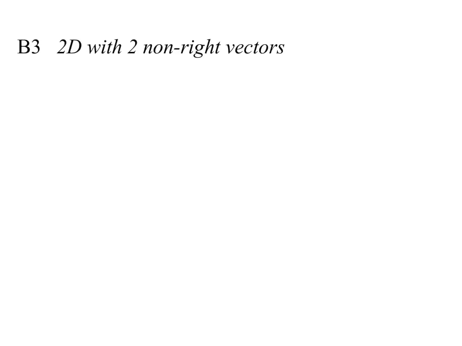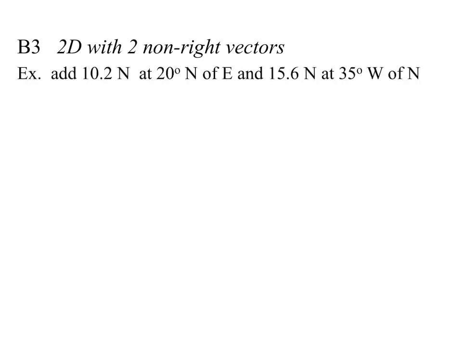Okay, so it's time for us to figure out what to do when we have two non-right angle vectors and we're adding them together. So, for example, say I want to add 10.2 newtons at 20 degrees north of east and 15.6 newtons at 35 degrees west of north.